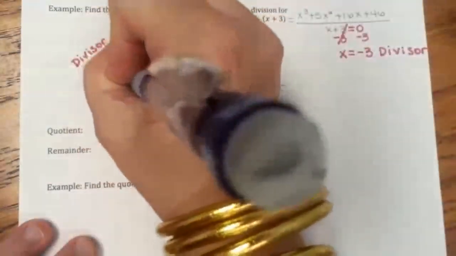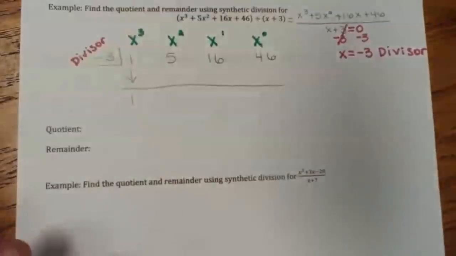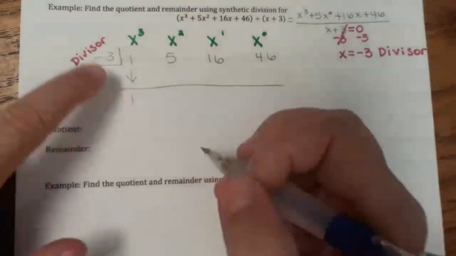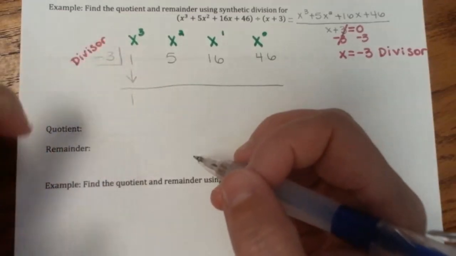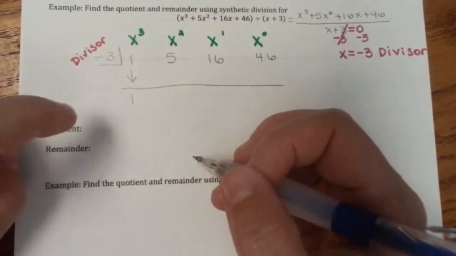So our first step is we're going to bring down this positive 1. Bringing down positive 1. And then here goes our pattern. We're going to multiply up by -3, add down, multiply up by -3, add down, multiply up by -3, add down. So let's do it.